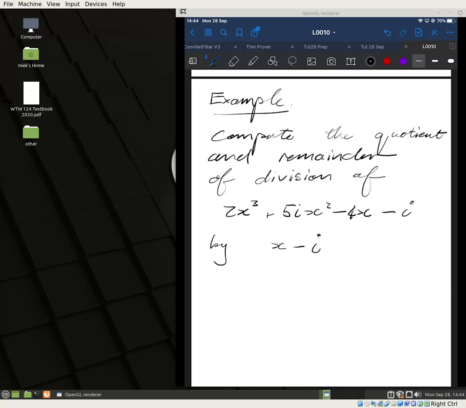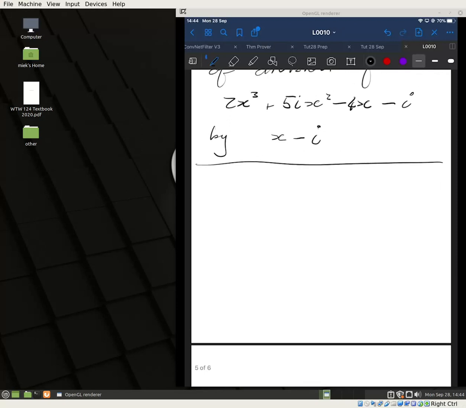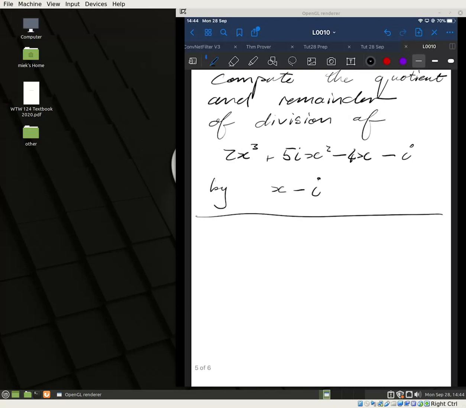Okay, and how we will do this is by long division. So, if you have forgotten, let us compute the quotient and the remainder of these polynomials by long division. And you notice here we have some complex coefficients, so our polynomials are over C. That, however, does not change anything in the long division algorithm.